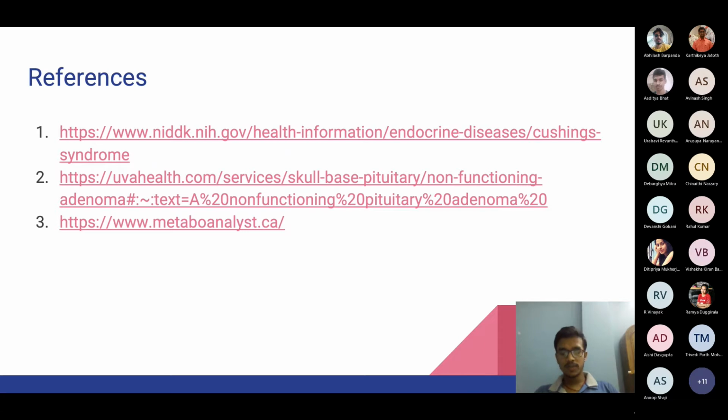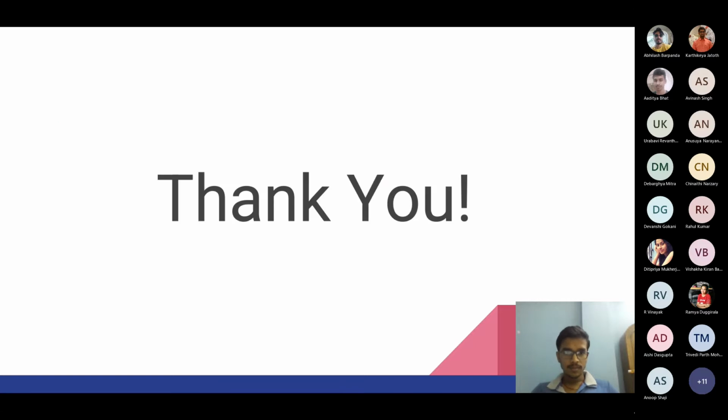These were the references used for the analysis. Coming to the conclusion of the project, the KNN model was the most appropriate model which can be used to differentiate NFPA and Cushing syndrome using those 15 protein data shown earlier. Thank you.